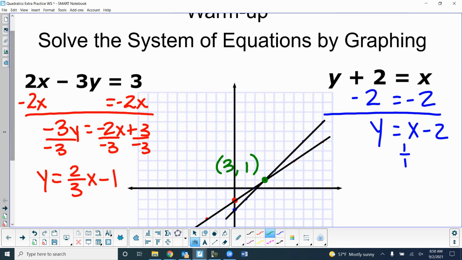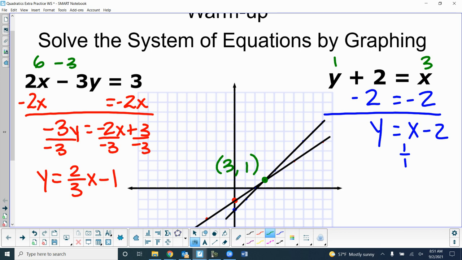What's 2 times 3? 6. What's 3 times 1? 3, but it's negative, right? Is that equal 3? Works there. All right. If I put a 1 in for y, 1 plus 2, does that equal 3 for x? Yes, we have the right solution. Okay. That was on our last quiz, right? You should be able to solve a system by graphing.